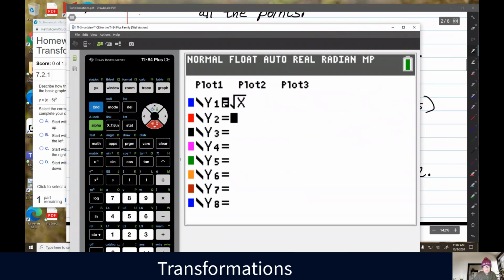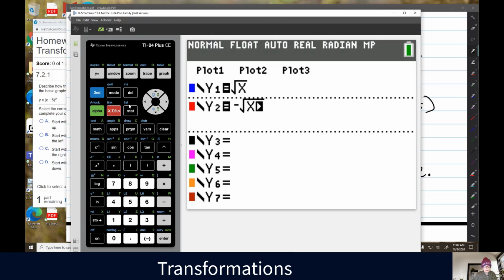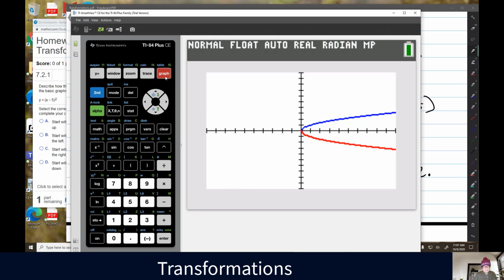Oops. I'm going to move it up some. Negative square root x. There, we turned it upside down. Notice it's only going vertically upside down.